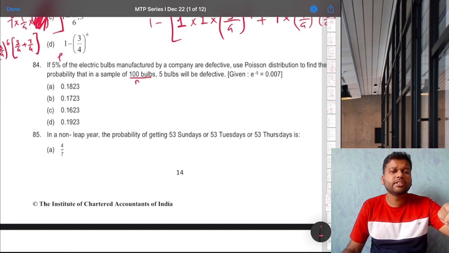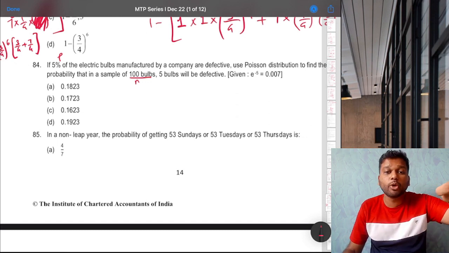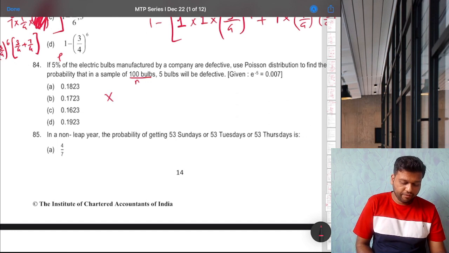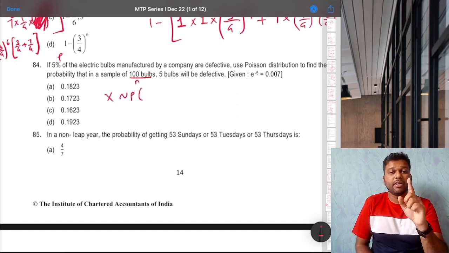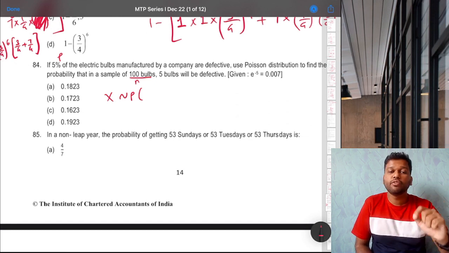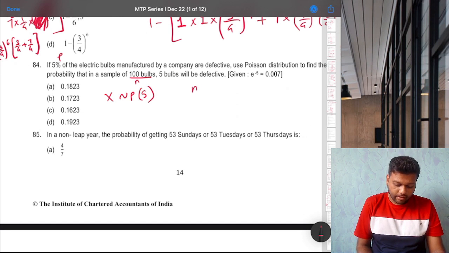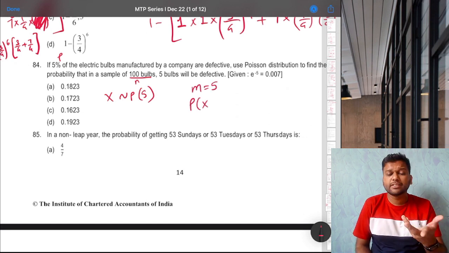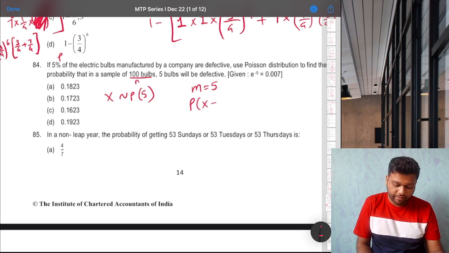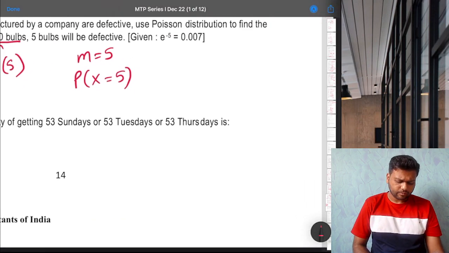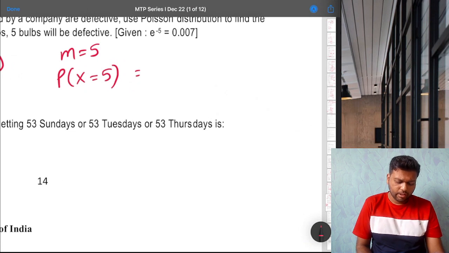We know that binomial distribution can be approximated by Poisson distribution. So if we assume that variable as x, then it will follow Poisson distribution with parameter n into p. So 100 into 5%, that is 5. Okay. So in our Poisson distribution, m is 5 and we want the probability of how many successes, how many defectives we want, 5 defectives, right? Okay. So we know the formula of Poisson distribution: e raised to minus m into m raised to x upon x factorial, right?